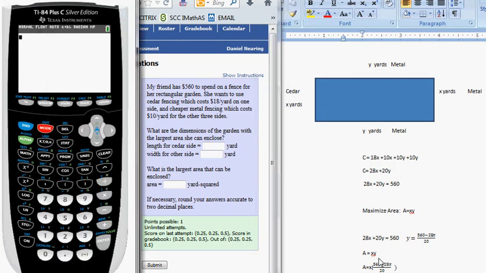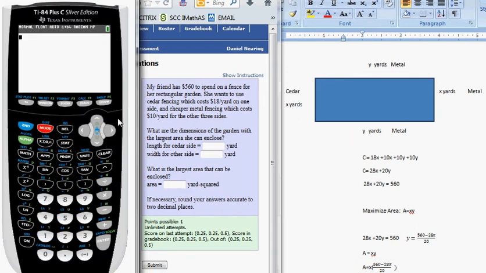And then the output, now my calculator is going to call it Y, but remember the output would be the area. So when I use my max feature, it's going to tell me both X and A. It's going to tell me the maximum area, and it's going to tell me what X should be, that length, how much cedar we should use to build the fence.